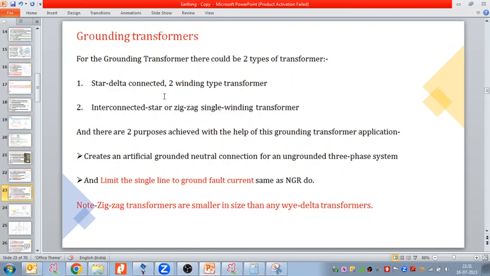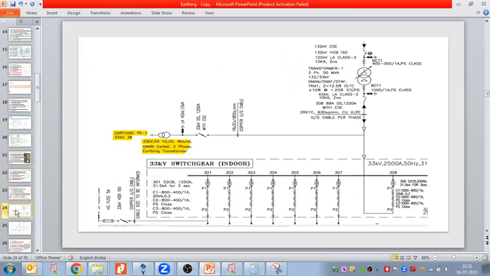Out of these two, zigzag is an interconnected star and single winding, so zigzag is smaller in size. Zigzag transformers are smaller in size than any two winding star delta transformer. Let us see both transformers through the drawing. Here, as I told, if we have a power transformer and the LV side or distribution side has a delta, which is the case over here.